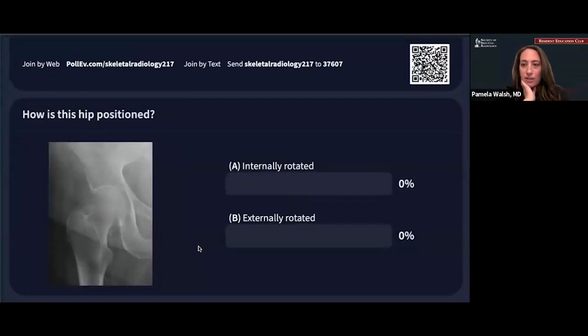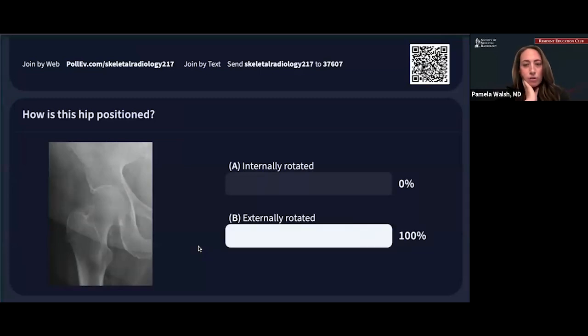Okay, so let's look at this one. Is this hip internally rotated or externally rotated?